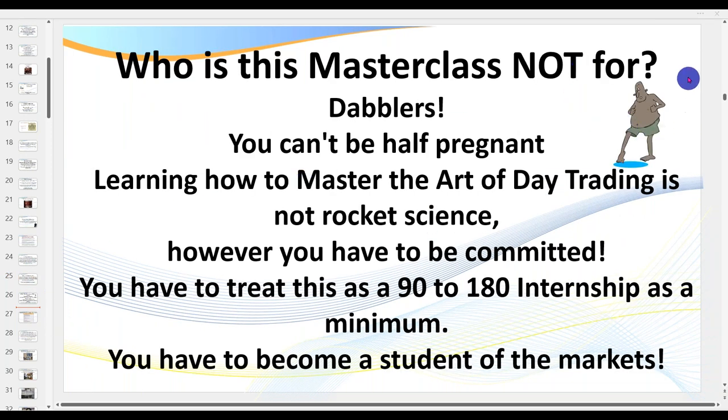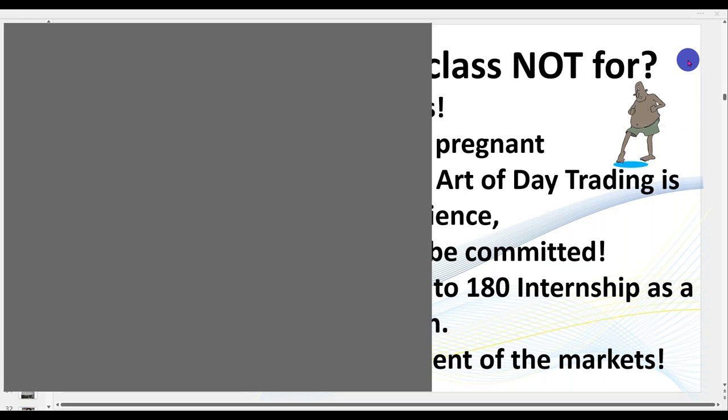And look, it's not for dabblers. And what I mean by that, and I say that respectfully, is that to master the art of day trading, you have to be committed. You can't be half pregnant. Fortunately, it's not rocket science, but you've got to put the screen time in. You've got to become what I call a student of the markets.